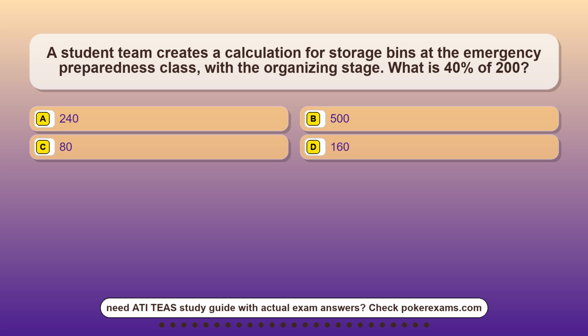What is 40% of 200? Option A, 240. Option B, 500. Option C, 80. Option D, 160. The correct answer is option C, 80.